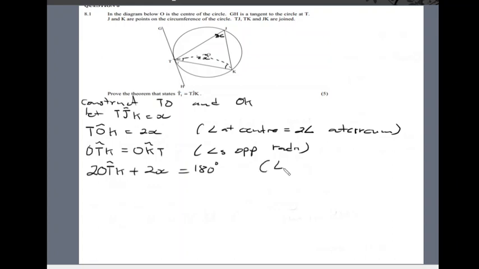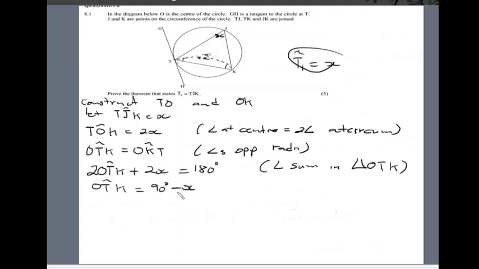So this is angle sum in triangle OTK, so therefore angle OTK will be equal to 90 minus x, right? That will be 90 minus x. Remember, my aim is to prove that T1 is equal to angle J, so I need to prove that T1 is equal to x. That is my goal, right? So now I have this angle here as 90 minus x.